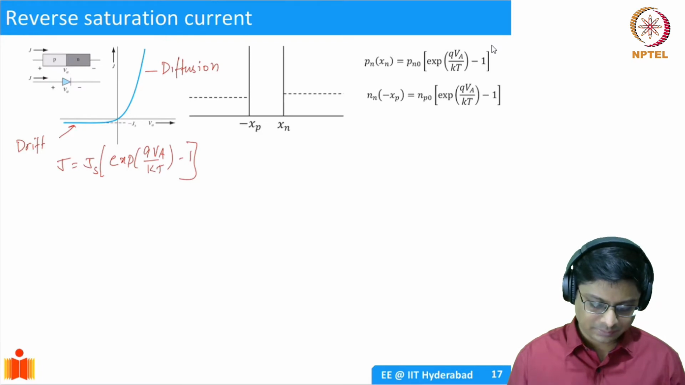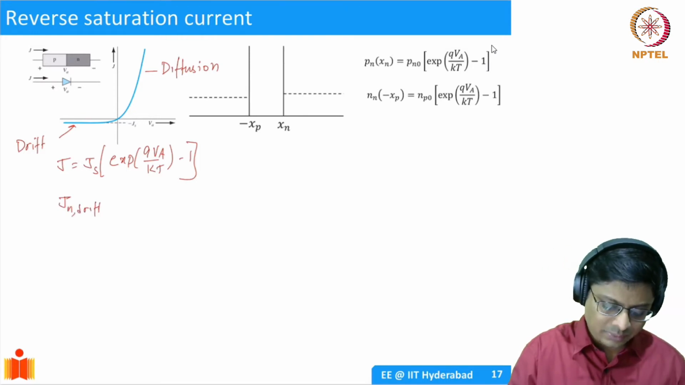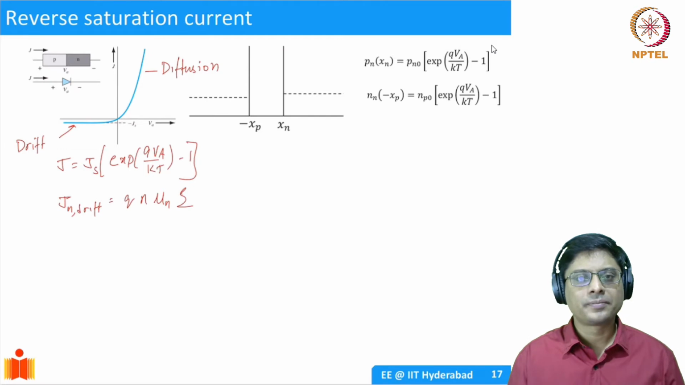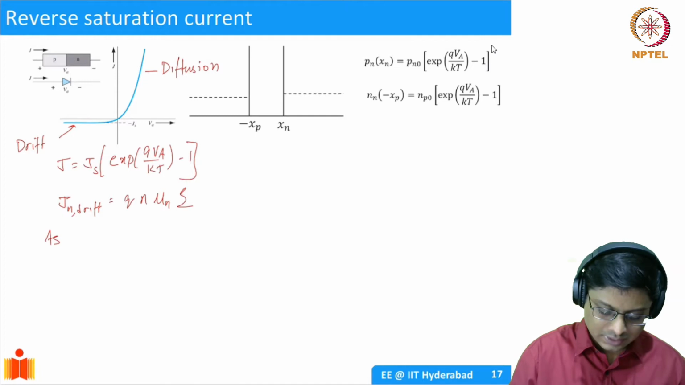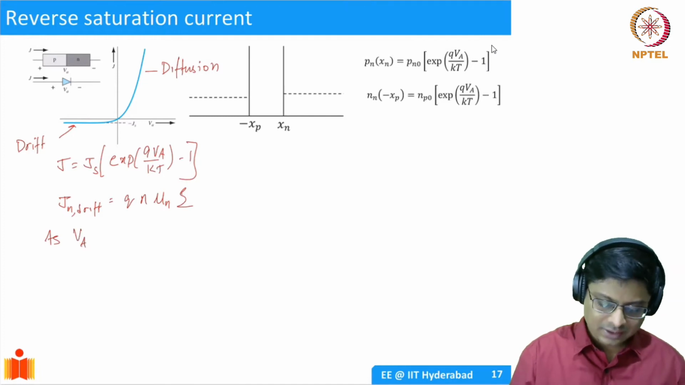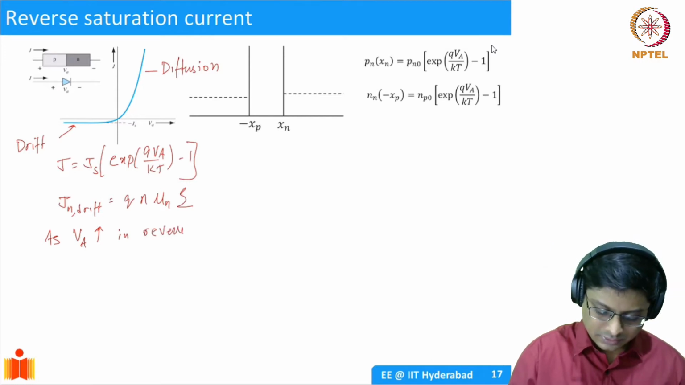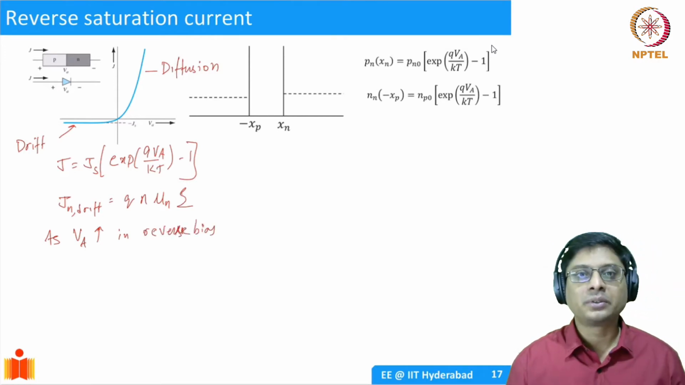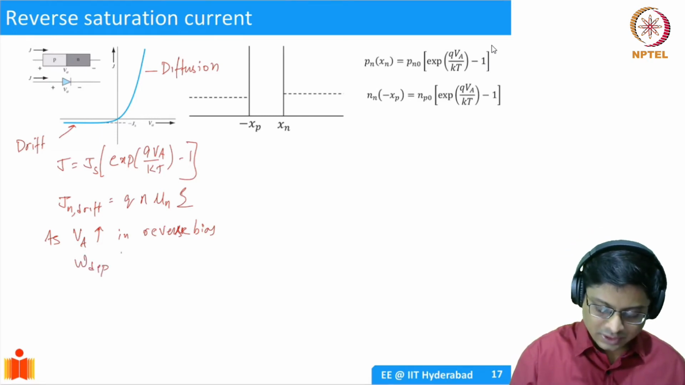When the drift current is present, the drift current expression, if you just take electrons, Jn drift is going to be equal to q n mu n times electric field, right? And as you apply electric field, as VA is increased in reverse bias, what do we expect? The depletion width is going to increase, right? W depletion is going to increase.